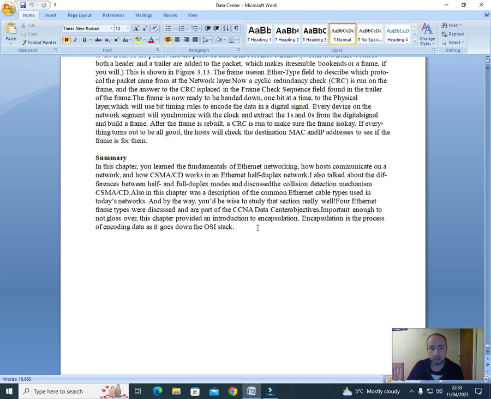This chapter provided an introduction to encapsulation. Encapsulation is the process of encoding data as it goes down the OSI stack.